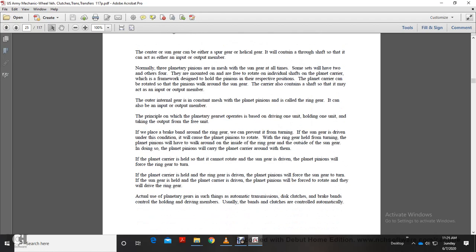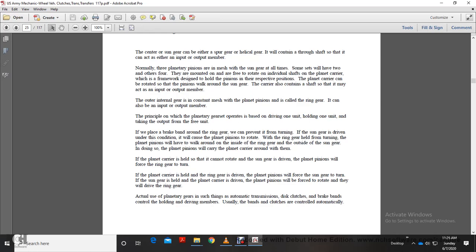The center sun gear can be either a spur or helical gear, contained on a shaft, and can act as either an input or output member. Normally the planetary pinions mesh with the sun gear at all times. Some sets will have 2 and others 4, mounted to rotate freely on their individual shafts in the planetary carrier, a framework designed to hold the pinions in their respective positions. The planetary carrier can rotate so that the pinions walk around the sun gear. The carrier can also contain a shaft so that it may act as an input or output member. An outer internal gear in constant mesh with the planet pinions is called the ring gear. It can also be an input or output member.